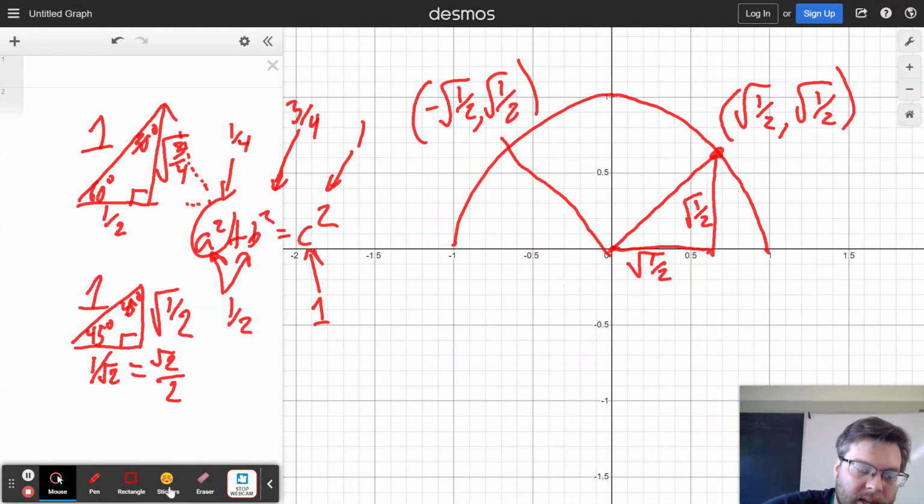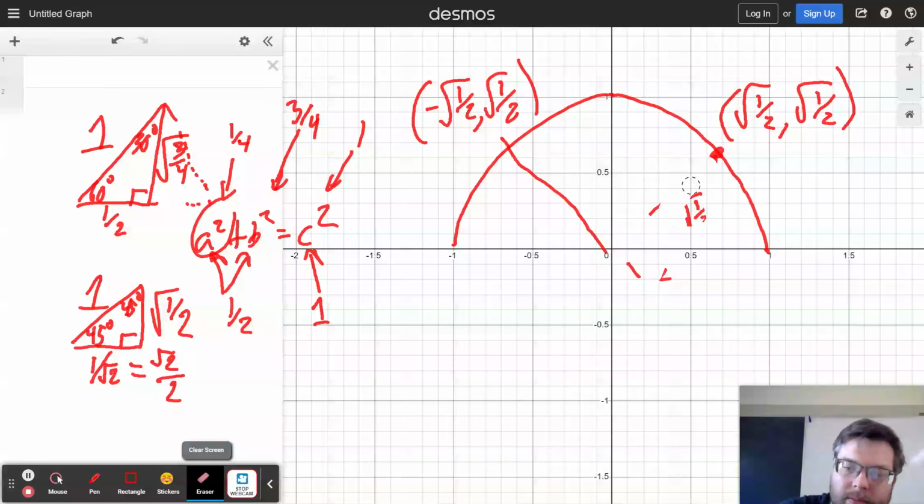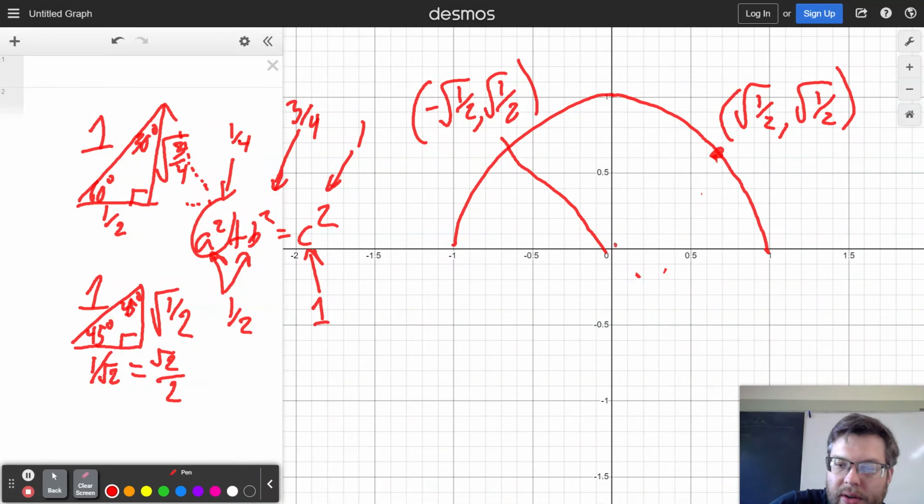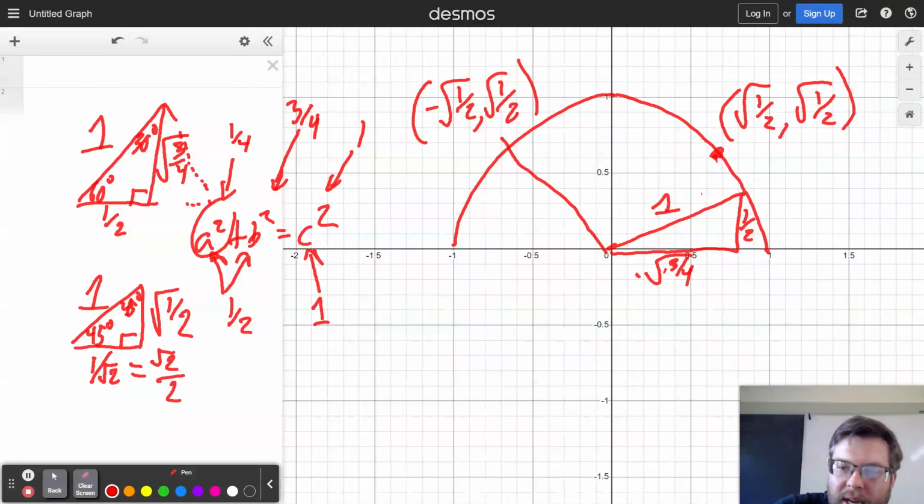Now let's look at a different angle. Let's look at the 30, 60, 90 triangle. If I go 30 degrees, like this, then I have a hypotenuse of 1. My long side is the square root of 3/4, and my short side is a half. So I know that that has an x value of square root of 3 over 4 and a y value of a half.